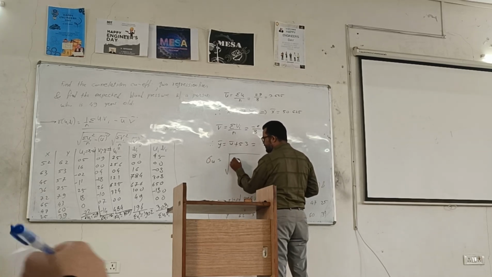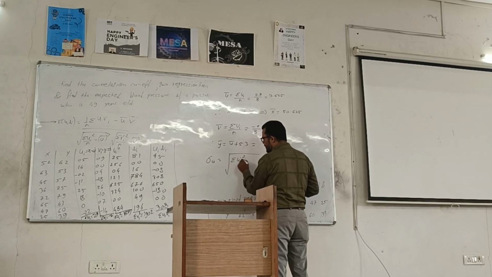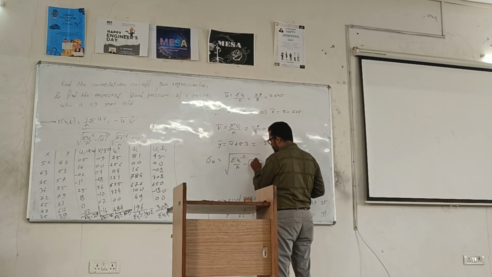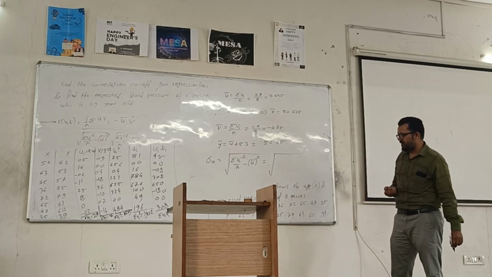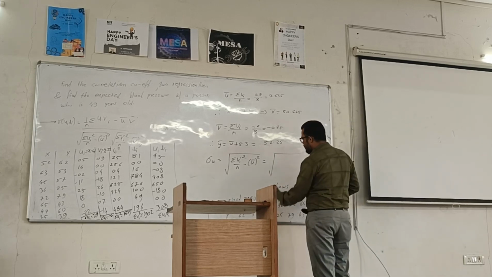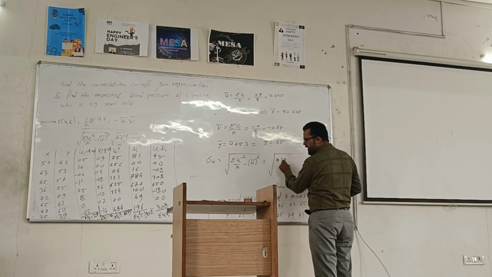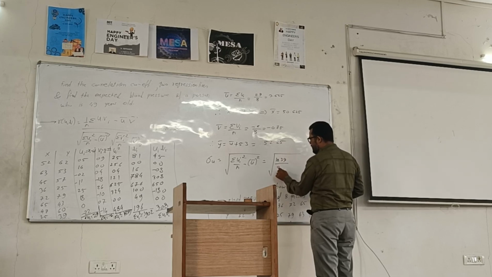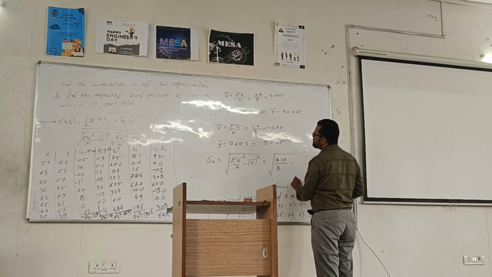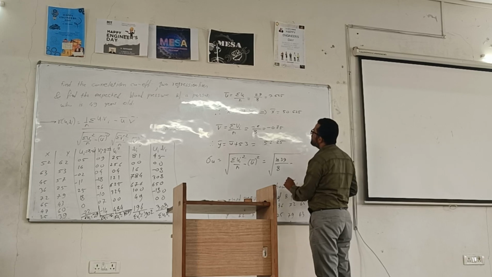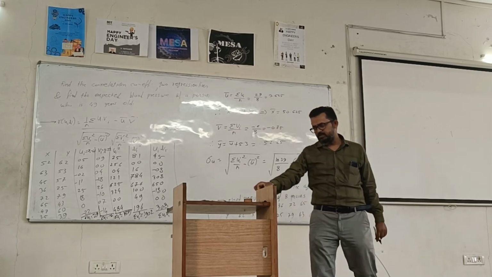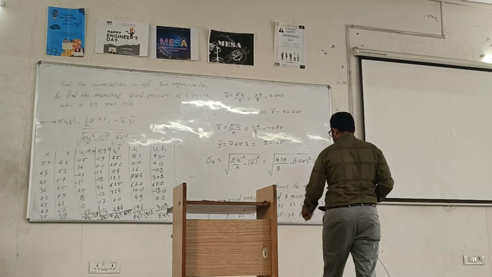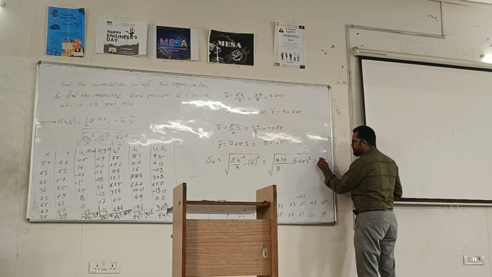Let's find sigma u. Sigma u is nothing but square root of summation ui square upon n minus u bar whole square. Summation ui square, 1839 divided by 8 minus u bar, कितना था हमारा u bar is 3.625. Find it. What is sigma u? 14.72.